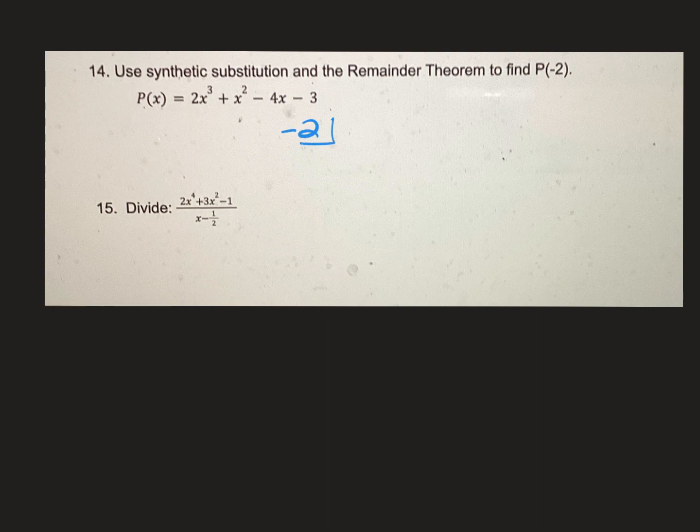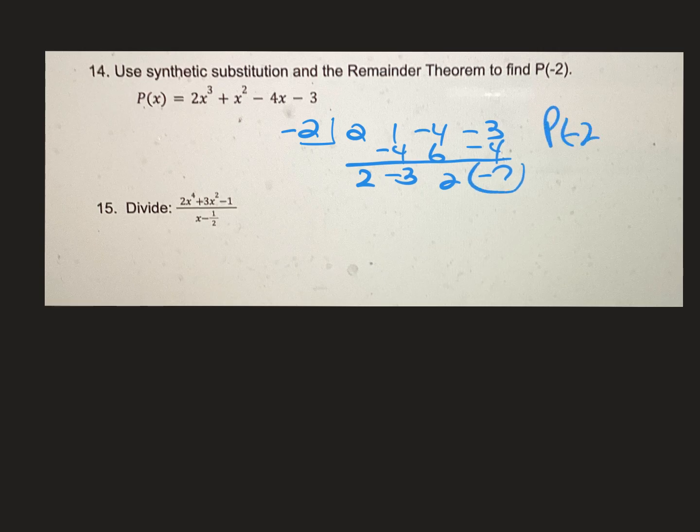Two more. 14, use synthetic substitution to find P of negative 2. And it says the remainder theorem. Hint, hint, it does say the remainder theorem, which means your answer is the remainder. All right, now, there are no exponents missing, so I can just go straight here. Going to do the synthetic really quick. Multiply, add, multiply, add, multiply, add. I'm getting negative 7, so if I plug in negative 2 for P, I would get negative 7.